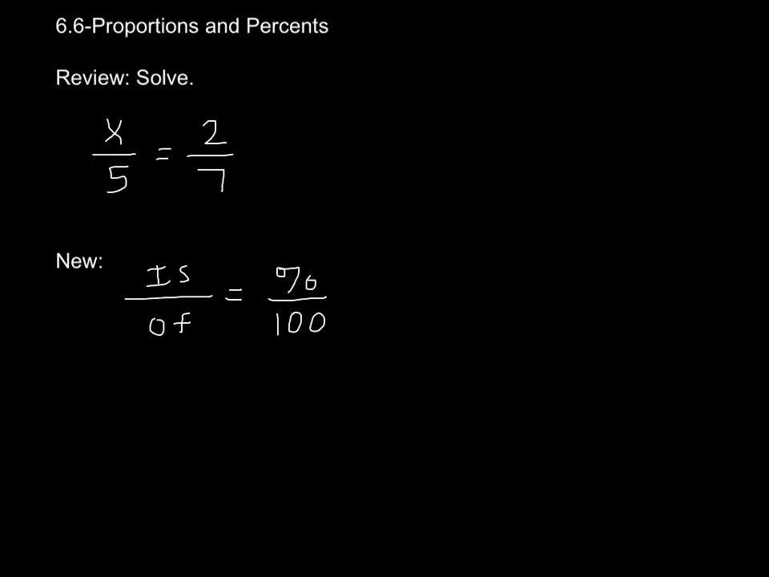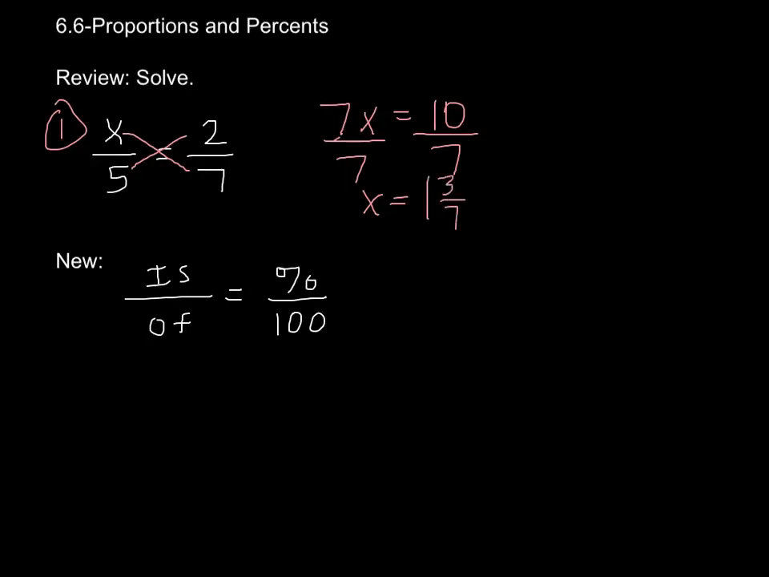Okay, so remember, just a little review here, to solve a problem that looks like this first one here, we would just multiply x times 7 and make it 7x equals, multiply 2 times 5, so I would get 10, divide by 7, and I would get x equals 1 3/7. Yep, so that would be my answer for this one. So I just wanted to review this quick, the quick cross multiply problem. Make sure you have an equal sign in the middle.